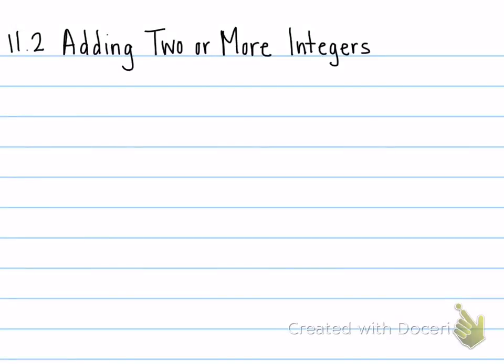We've already talked about the rules for adding two integers. What we want to do now is talk about what you should do when you're adding two or more integers. Let's say we're looking at -4 plus 6 plus -15. What strategy do you think would be best when adding these integers together? Remember, since it's all addition, you can add these in any order.